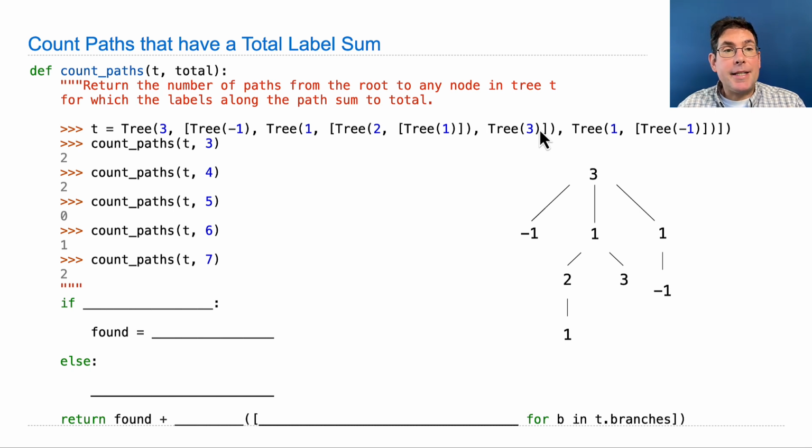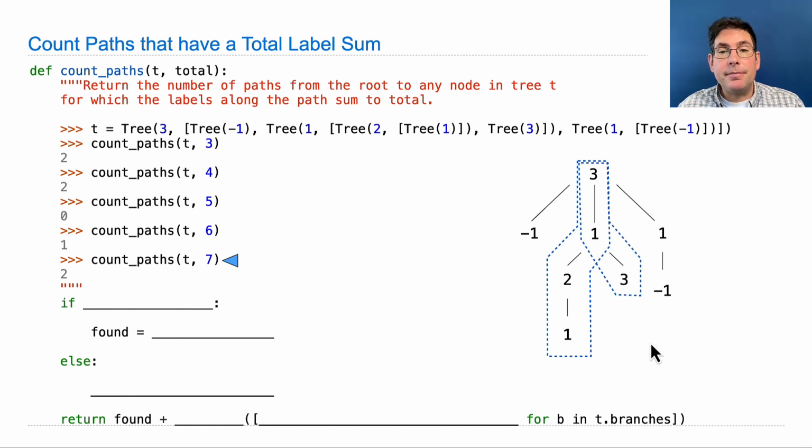Okay, back to the task at hand, counting paths. Let's look at this example first. Paths that sum to 7. 3 plus 1 plus 2 plus 1 is 7. So that is a path from the root to this node where all the labels along it sum to 7. So that's 1, but this says there are 2, and that's because 3 plus 1 plus 3 also sums to 7. So we're writing a function that looks through the whole tree, finds these 2 paths which sum to 7 each, and therefore returns 2.